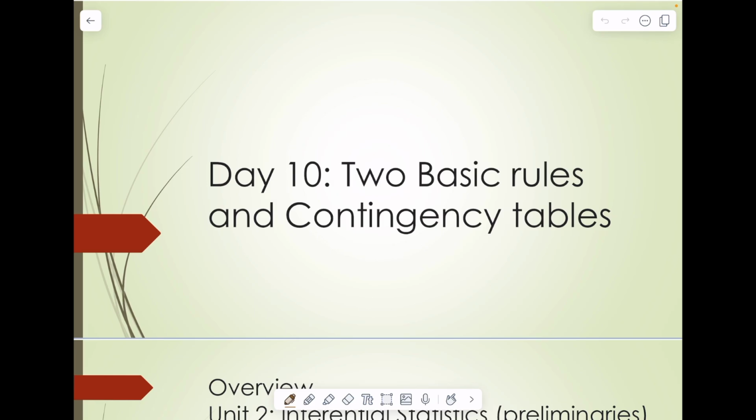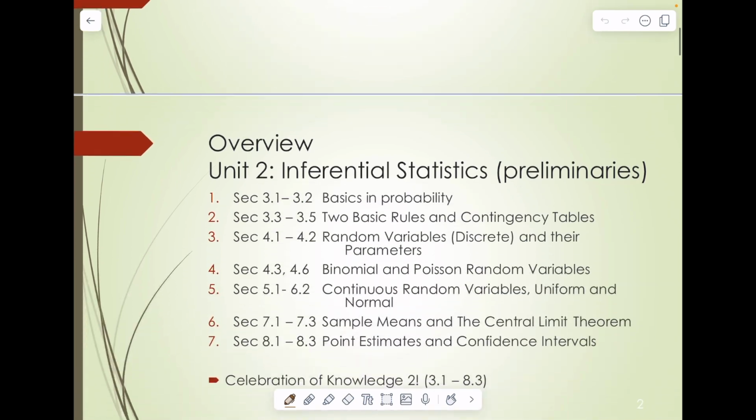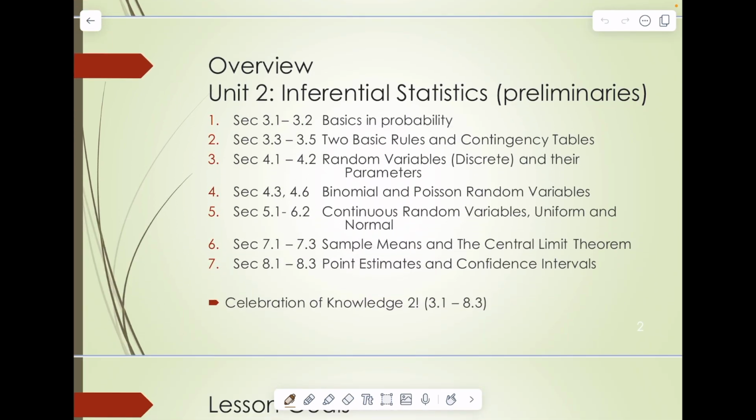This is day 10. Going to be talking about two basic rules in contingency tables. As an overview, still early in Unit 2, we already discussed basics in probability, and now we're going to talk about a few more rules.